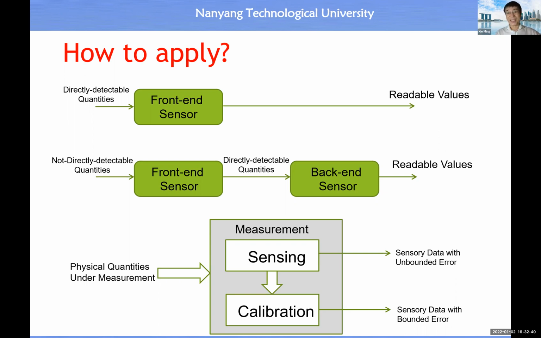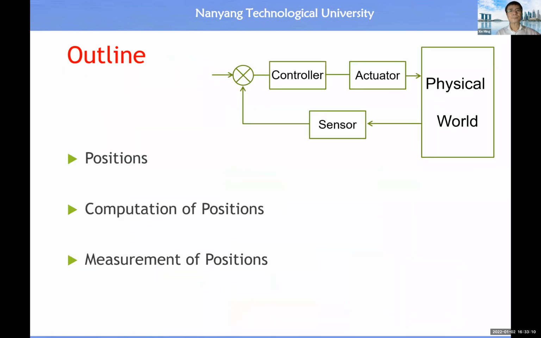And in most cases, you may face this second situation in which you have to make use of a front-end sensing element plus back-end sensing element in order to transform the value of a physical quantity on the measurement into readable value. All right. So this slide gives you the general guideline so that by following this guideline, you should be able to apply the knowledge learned in this course.